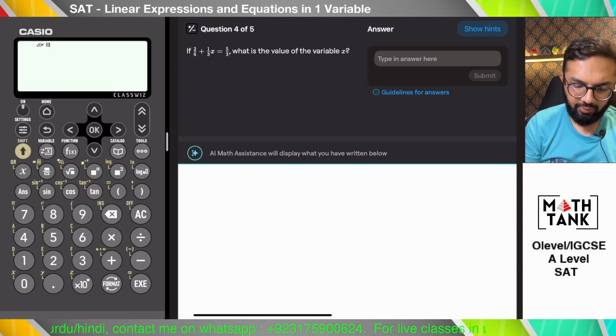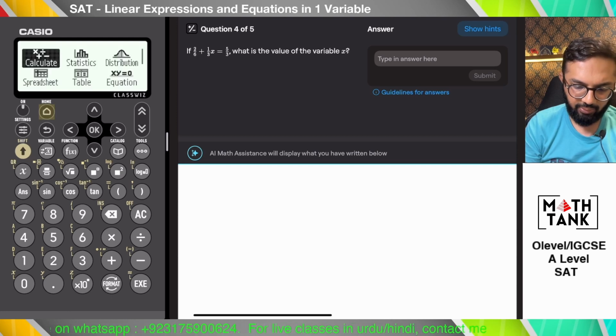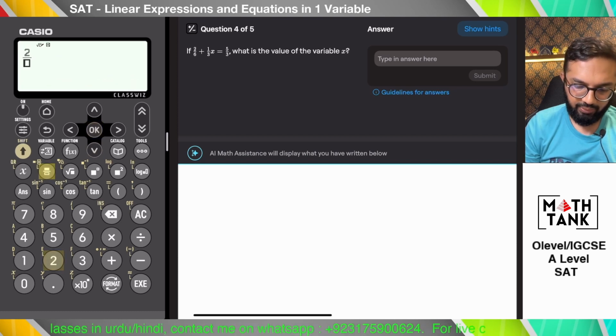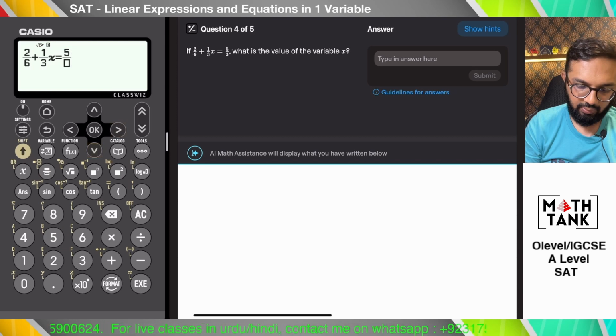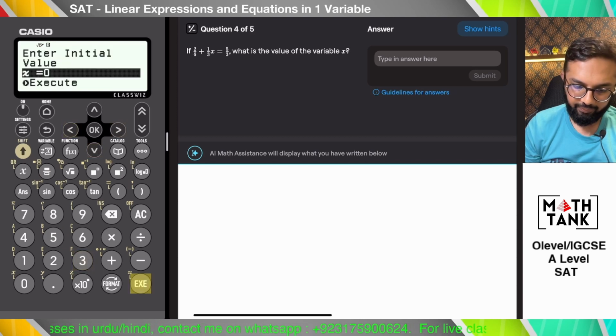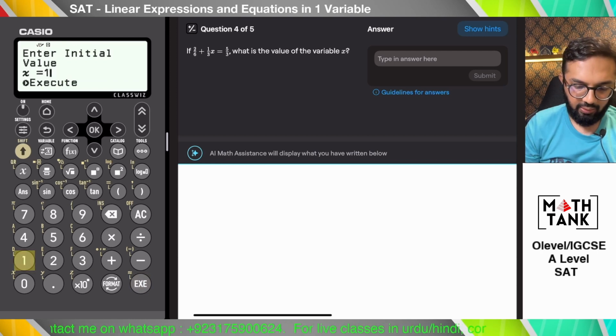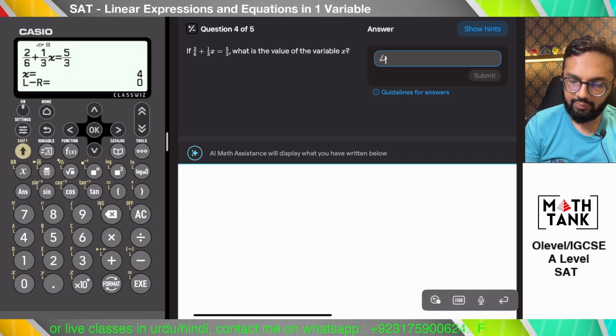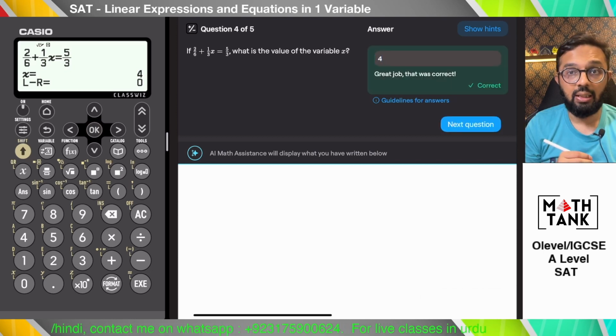Let's try to do this on a calculator first so that you see what I'm talking about. Again, I go to my solver. So 2 over 6 plus 1/3 x equals 5/3. I don't know the original answer. Let's try x equals 1 and let's execute. It tells me that 1 is not the correct answer. Let's see. Yes, that is the correct answer.